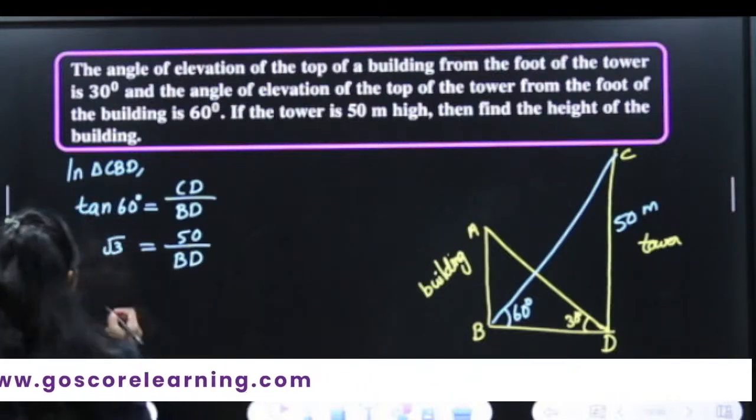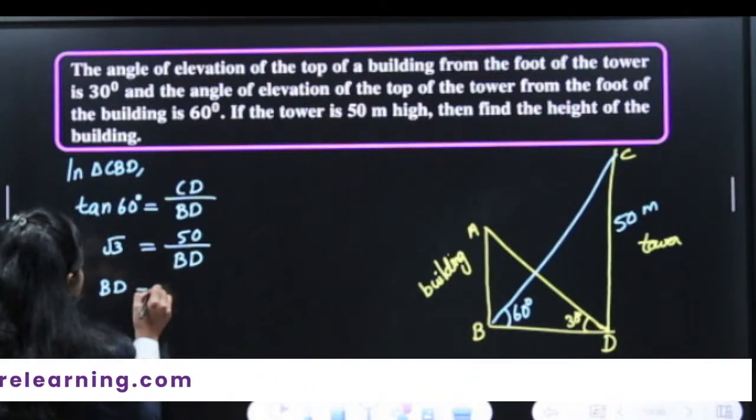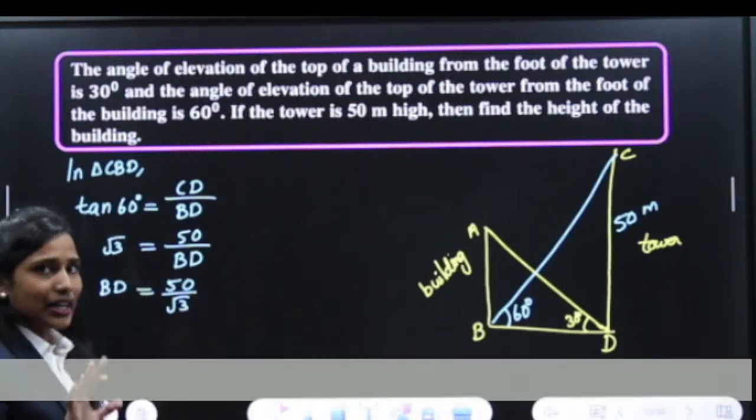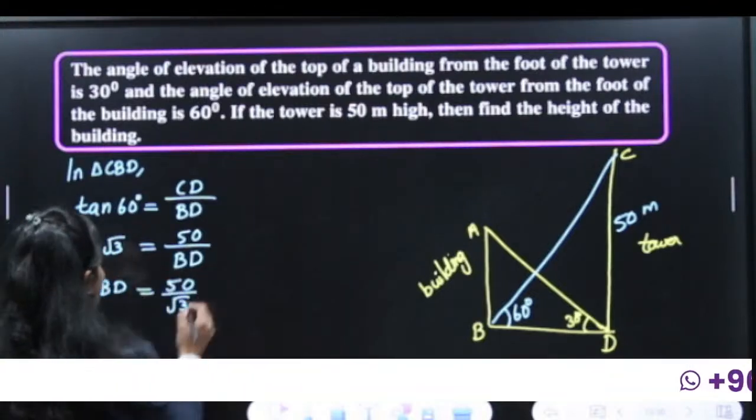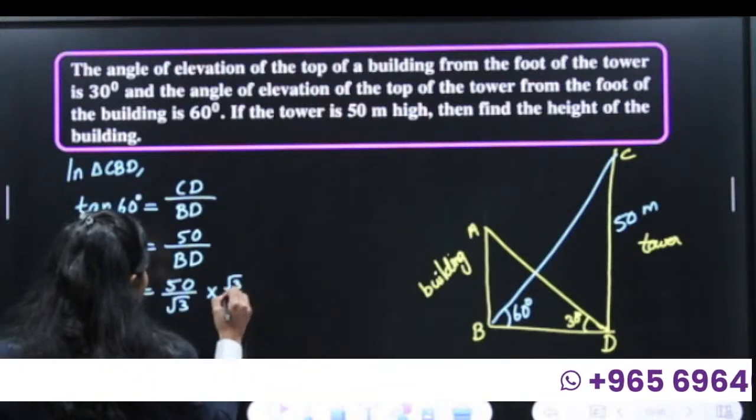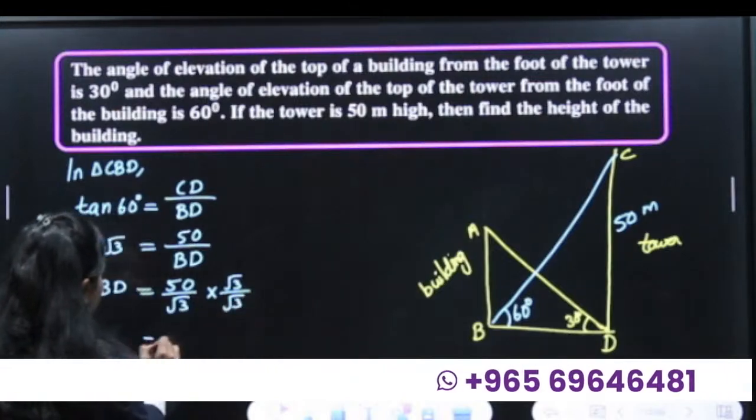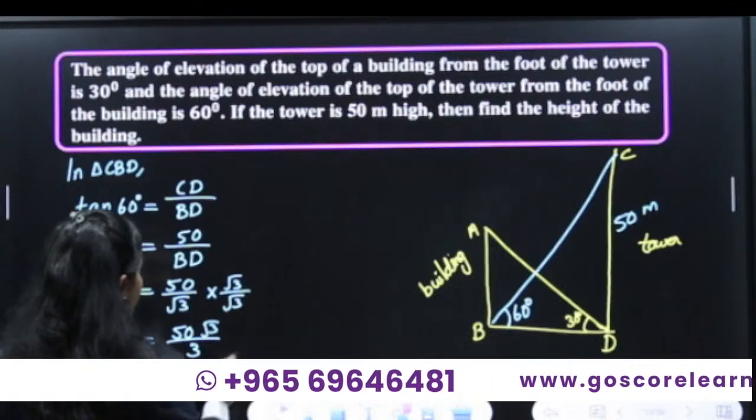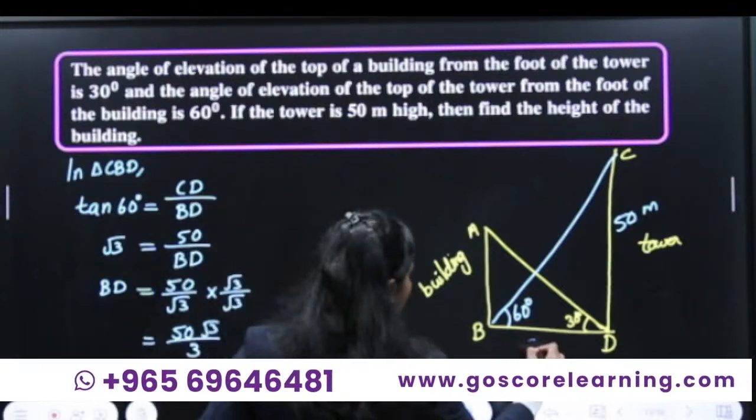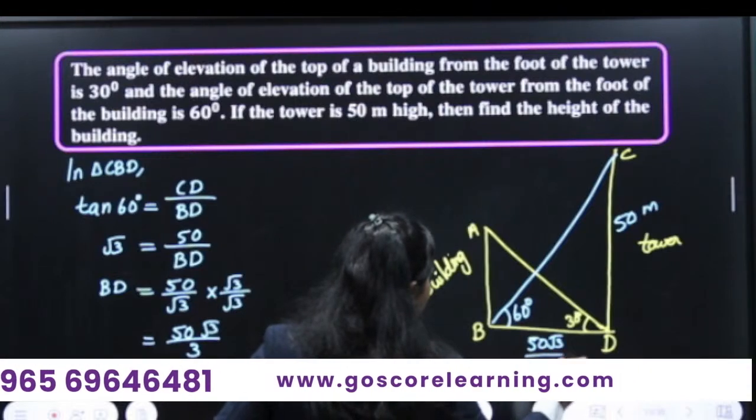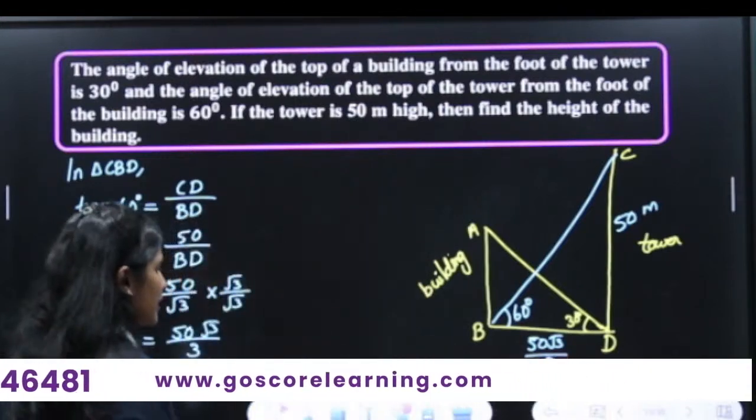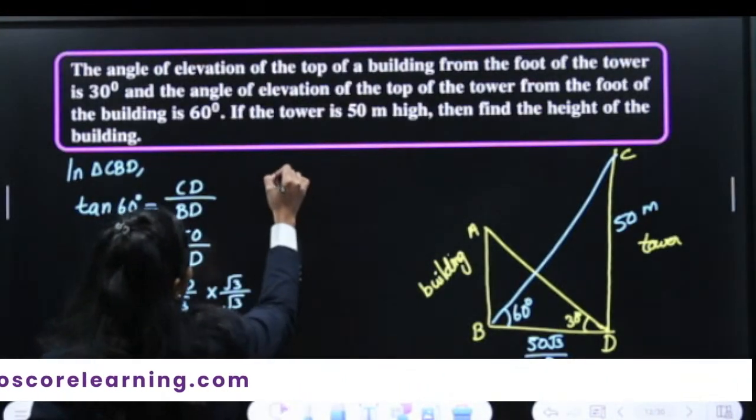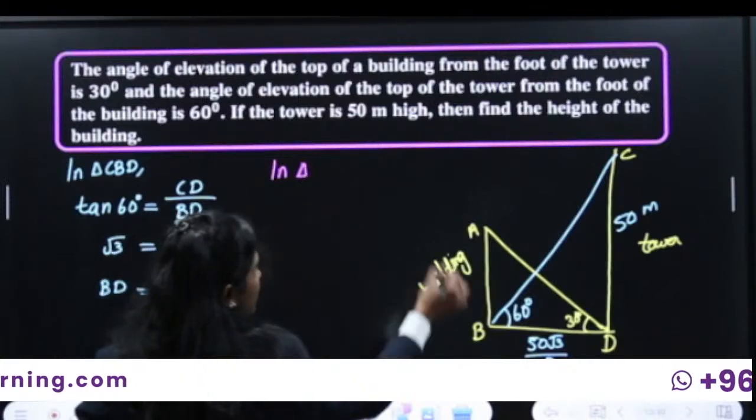Simple. So BD is equal to 50 divided by root 3, and we don't like the irrational numbers in the denominator, so we will multiply it with root 3 divided by root 3. So we will get 50 root 3 divided by 3. Okay, that is this distance. 50 root 3 divided by 3. Okay, now we will take the next triangle. In triangle, what is the name? ABD.